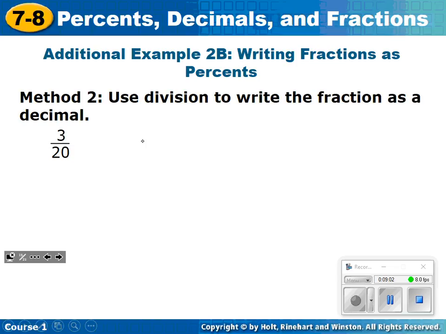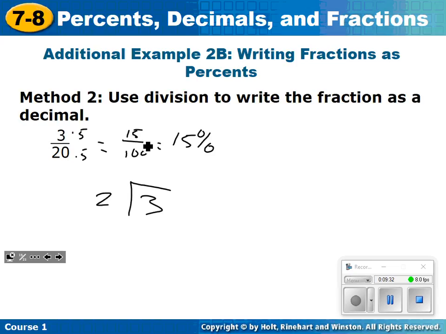Way number one, look at it. What happens with way number one? You can times it by 5 and get 100, right? Times 5, we end up with 15 over 100, which equals 15%. Way number two is what? Divide what? Top divided by bottom. 3 divided by 20.